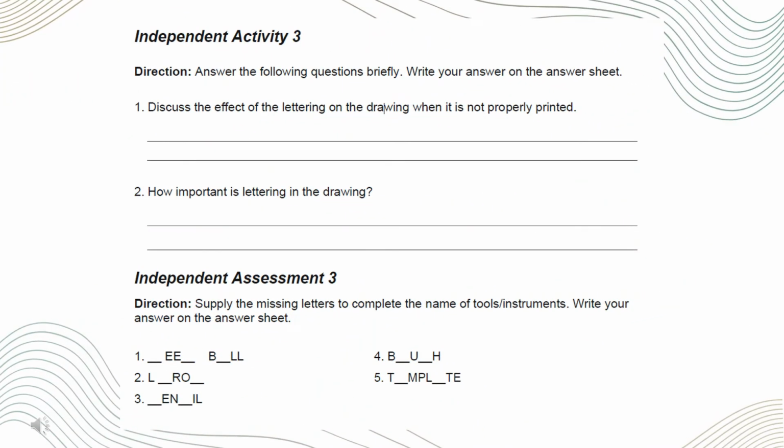For the independent activity 3, answer the following questions briefly. Write your answer on the answer sheet. Number 1, discuss the effect of the lettering on the drawing when it is not properly printed. Number 2, how important is lettering in the drawing? For the independent assessment 3, supply the missing letters to complete the name of the tools or instruments. Write your answer on your answer sheet.